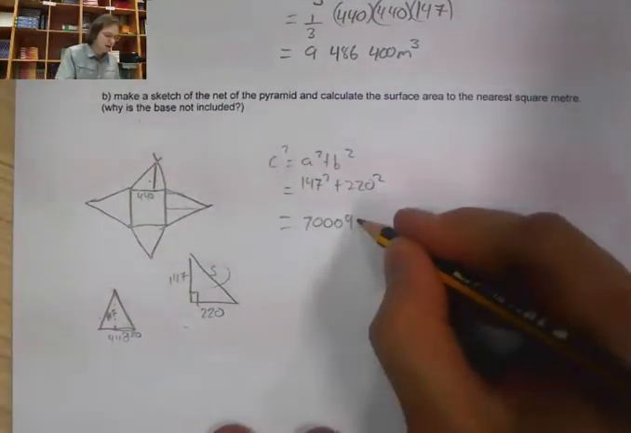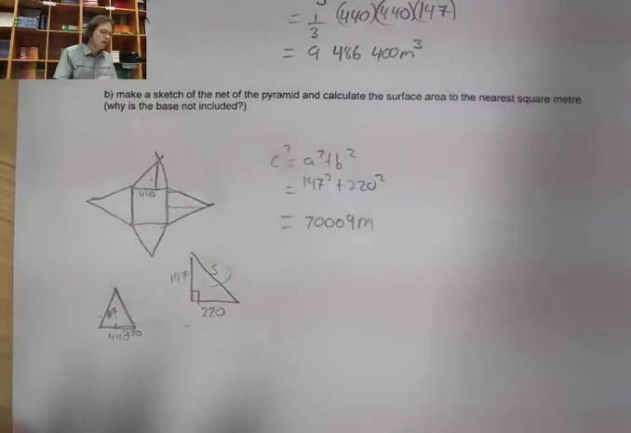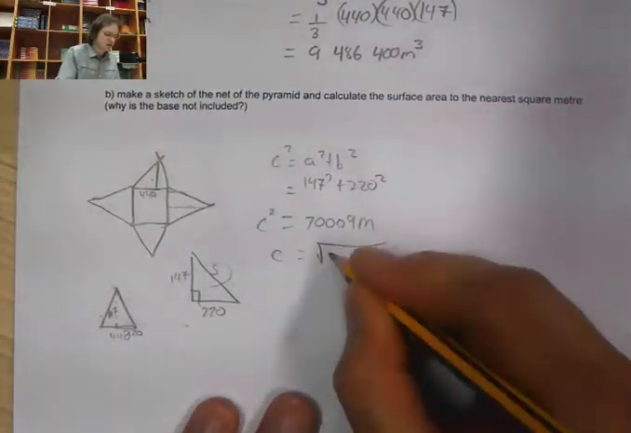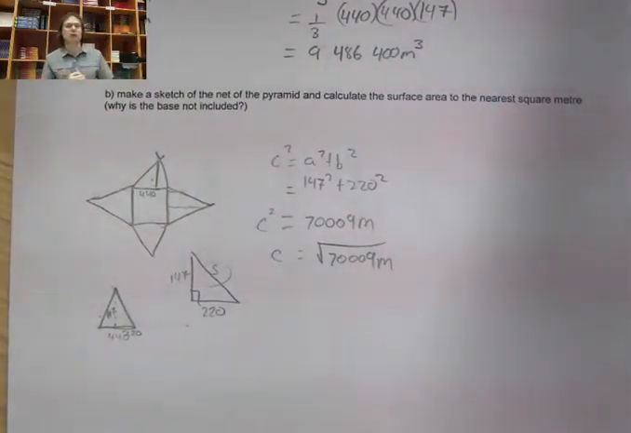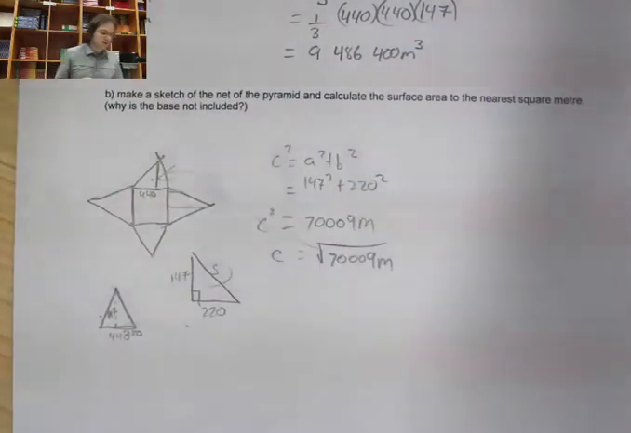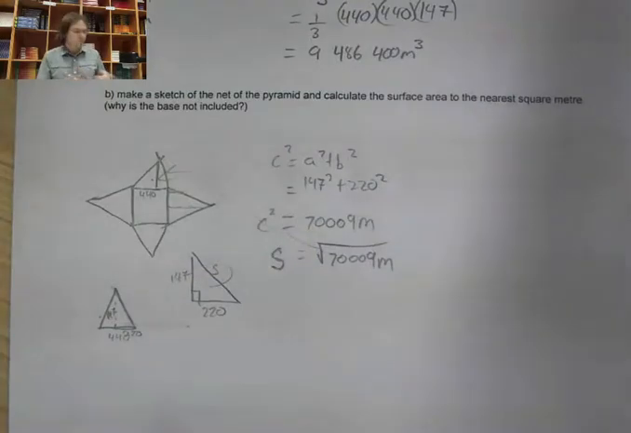And we have that as meters squared. Now, what I have to do is, this is c squared, so c is equal to the square root of meters. Okay? There we go. Done. So now I know this height here is that, right? That is my S.